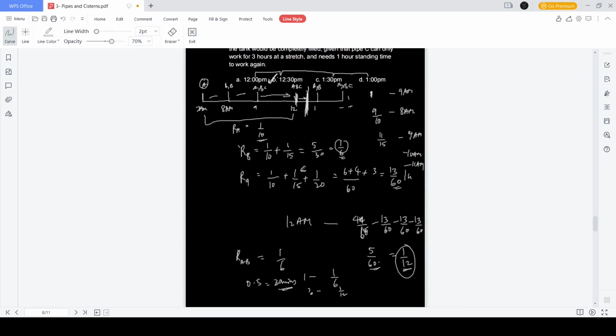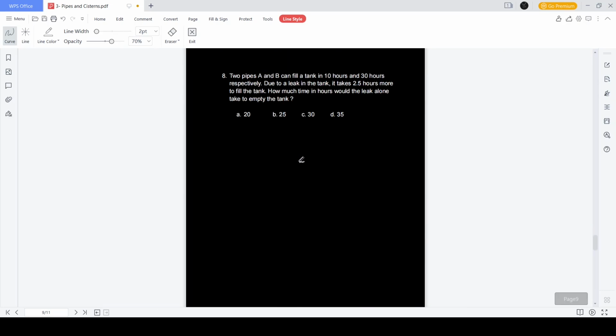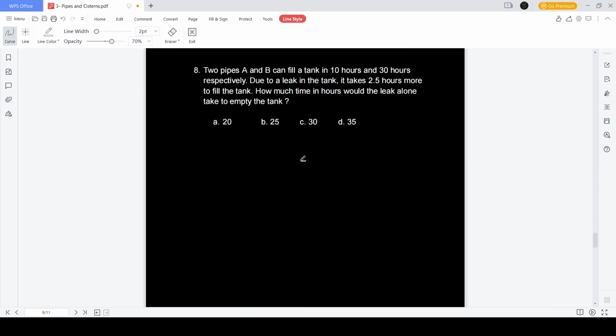So this is the solution. Fine, the next question. Two pipes A and B can fill a tank in 10 hours and 30 hours respectively. Due to a leak in the tank, it takes 2.5 hours more to fill the tank.